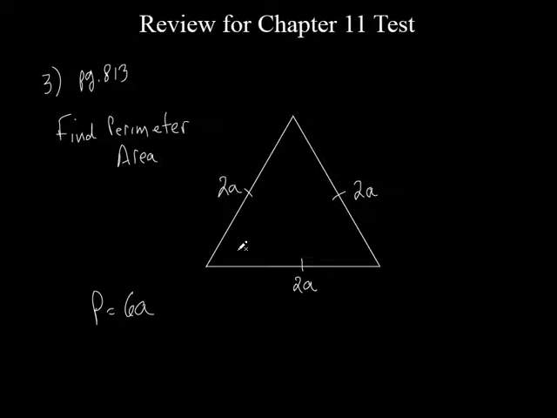Jacob, you getting all this? Thank you. Alright, so that's the perimeter. That was pretty simple. Let's do the area, though. So you have to know a little bit of stuff to be able to find the area. Not quite as easy.